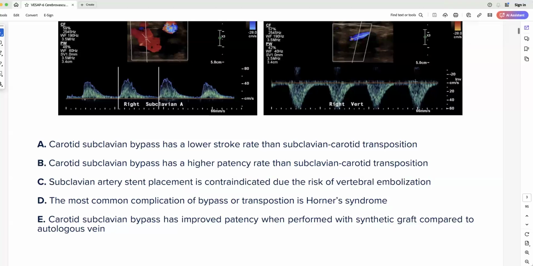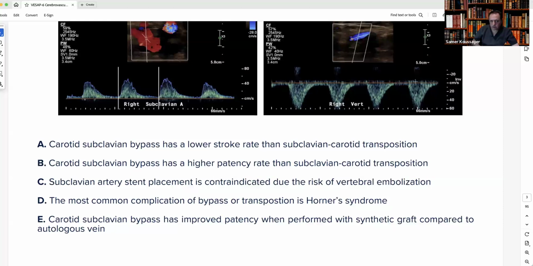Okay, Dr. Samer. Subclavian artery stent placement is contraindicated due to risk of vertebral embolization. Not really. It's not a contraindication. I said it's difficult to answer this one because you don't see the image, as Dr. Omar said. But in general, it's not a contraindication. All we do now, stenting is even the first line of treatment. Okay. Okay.